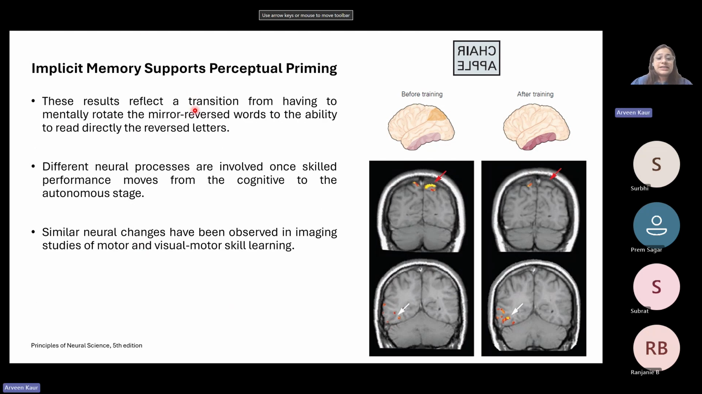So these results reflect a transition from having to mentally rotate the mirror reversed words to the ability to read the reversed letters directly. So that is what is happening. Different neural processes are involved once skilled performance moves out from the cognitive to the autonomous stage. Similar neural changes have been observed in imaging studies of motor and visual motor skill learning. So this was one example. There are other examples which also show that implicit memory actually supports perceptual priming instead of consciously thinking, right?